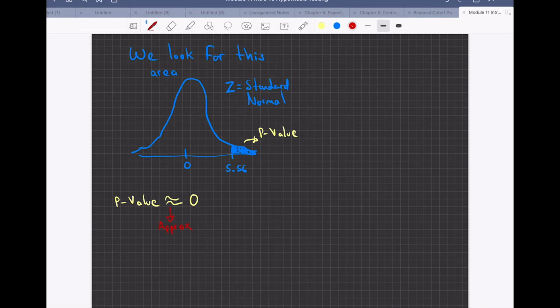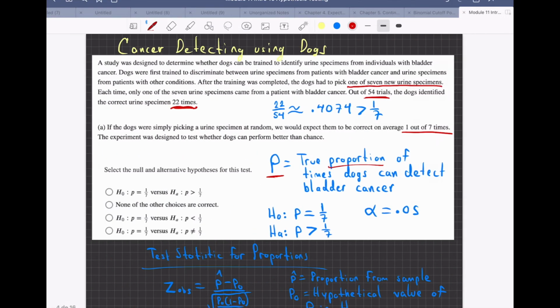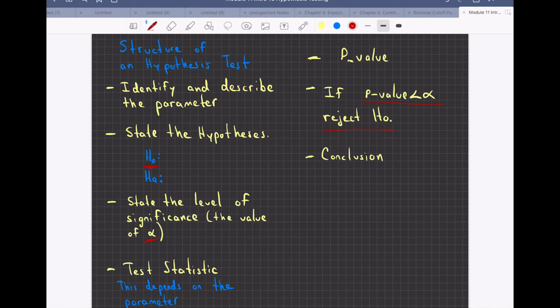So now we have the p-value. The p-value is almost 0. Go back to the structure. P-value, what is next? This rule is the same for any hypothesis test we're going to be seeing here in this class. If the p-value is less than alpha, reject H null.